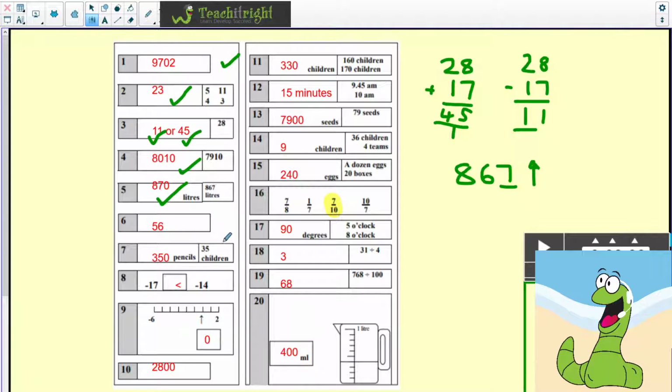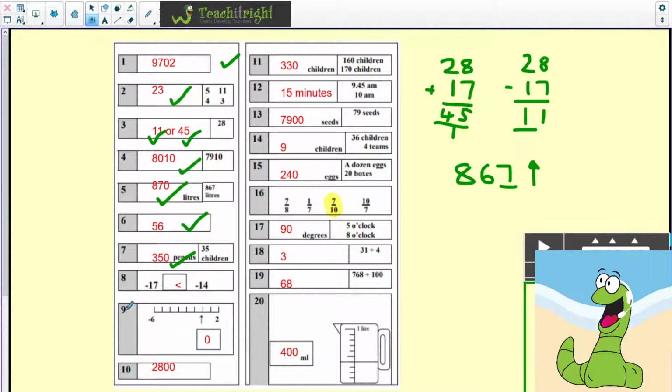Number 6, what's 8 lots of 7? Knowing your times tables is important. 56. Number 7, 35 children get a party bag containing 10 colour pencils. How many pencils are there altogether? Well, if we do 10 35s, we get 350. Number 8, we've got to write the correct symbol here. Well, this, of course, is the less than symbol.